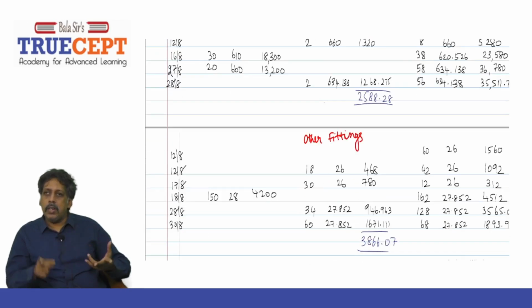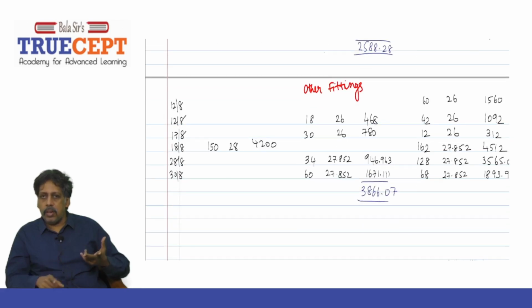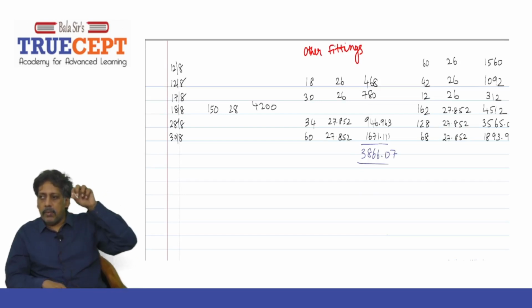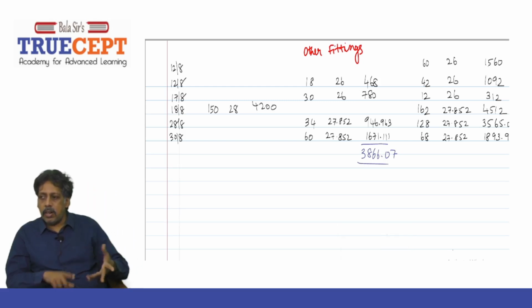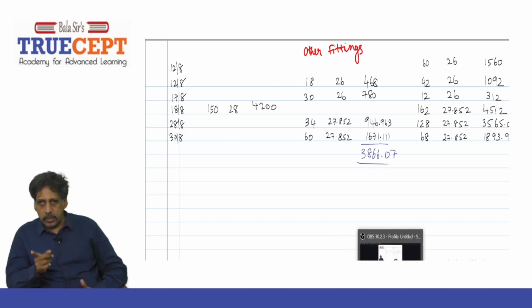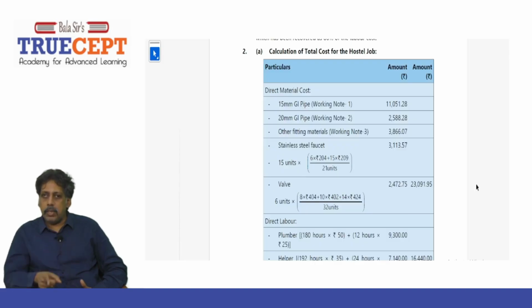2,588.28. 0.28, that's 275 rounded to 28. And then for other fitting materials? 3,866.07. 0.07, right? Yes, sir. So guys, we haven't done working for the faucet and for the valve because there is an opening balance and a series of purchases, and issues are made only at the end. Only one issue, that too after all the purchases. So I did not bother to make a working for those 2 items.